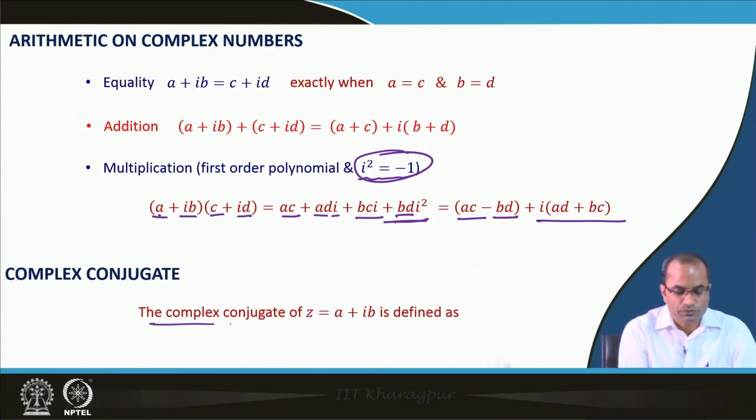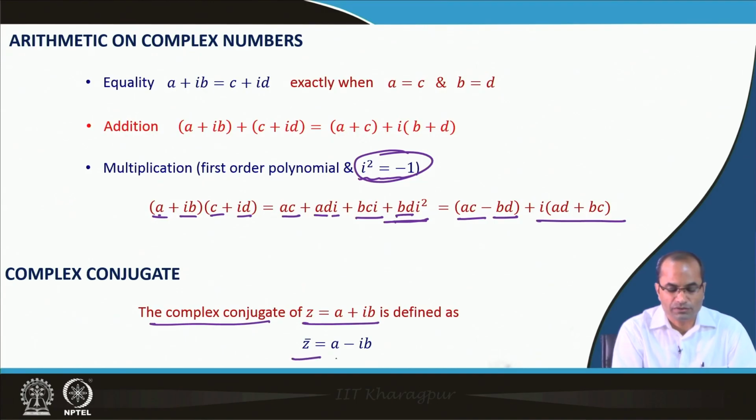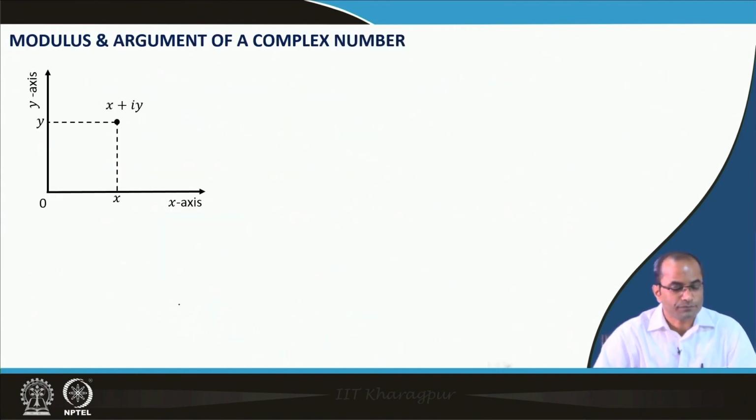So, the complex conjugate of this z equal to a plus i b, the number a plus i b, is defined as, the conjugate means this i will be replaced by minus i. So, that means we have the complex conjugate a minus i b. This is the complex conjugate of the number z, a plus i b. This is what we call the complex conjugate.